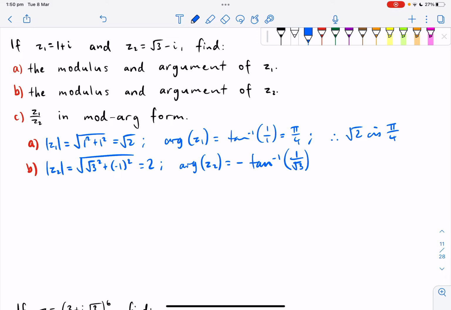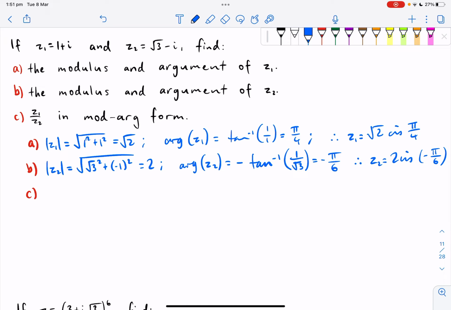Okay, so now we've got that. This will be negative pi on 6. So therefore, 2 cis negative pi on 6 will be z2. All right, let me just fix something up.